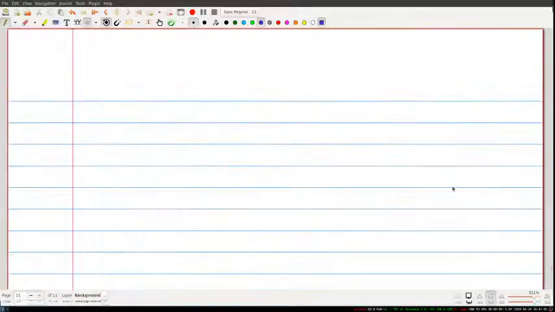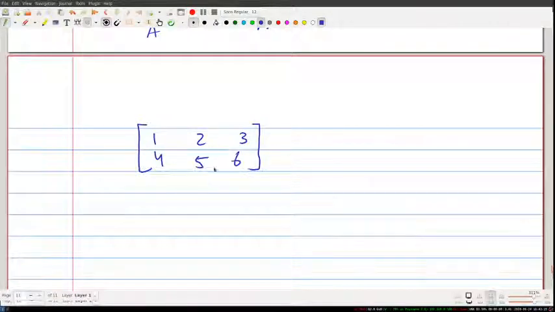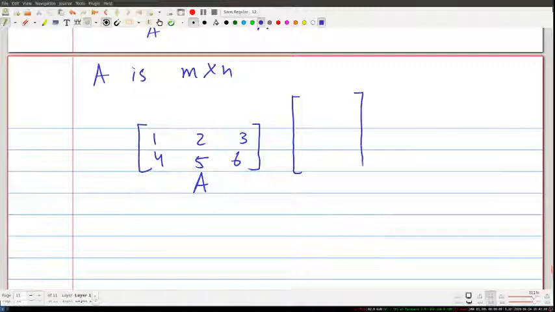Here's an interesting thing. Try taking any matrix. Let's say I take 1, 2, 3, 4, 5, 6. Now this can't be a symmetric matrix, because of course this is a 2 by 3 matrix. So A is not symmetric. Let's say A is m by n. Let's take its transpose, A transpose. What's A transpose now? It's 1, 4, 2, 5, 3, 6.